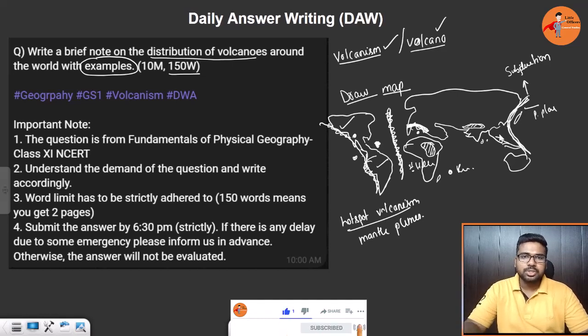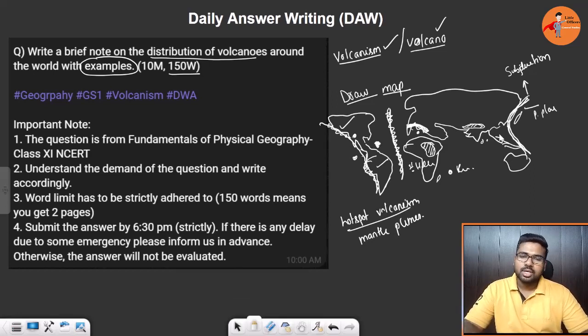Then in the conclusion, you just mention that volcanic eruptions are disasters for the people as well as the economy and your biodiversity. That needs to be handled with early warning techniques, and the development has to be far away from these volcanoes. That's it. So that will take care of the conclusion. So this is the approach of it. This question has been framed from your Fundamentals of Physical Geography, class 11th, and keep writing it.